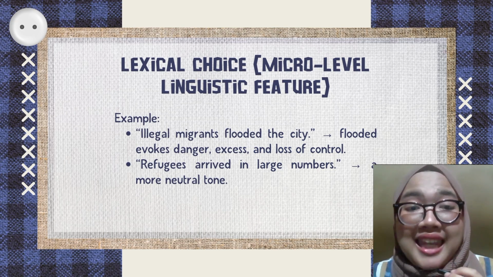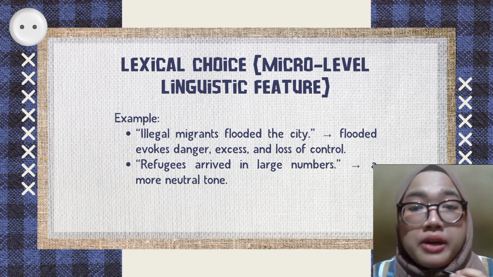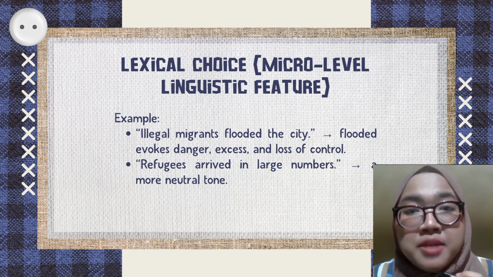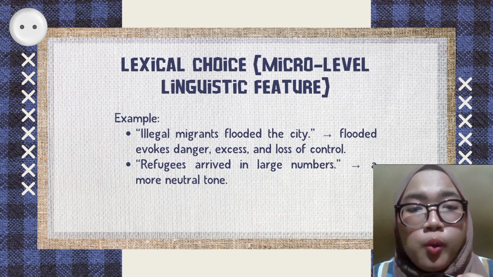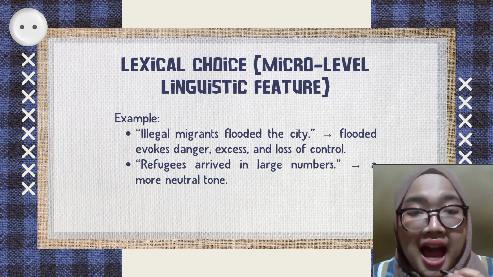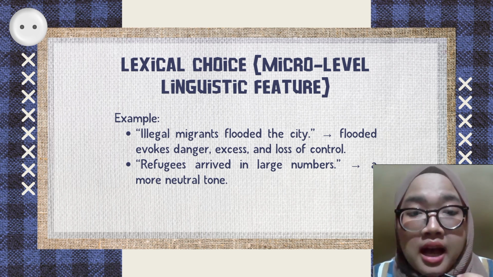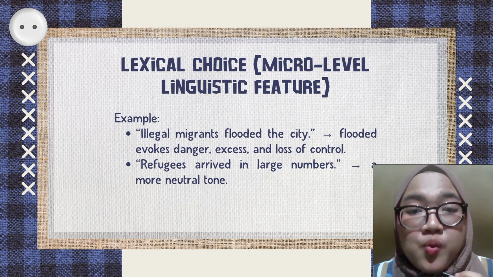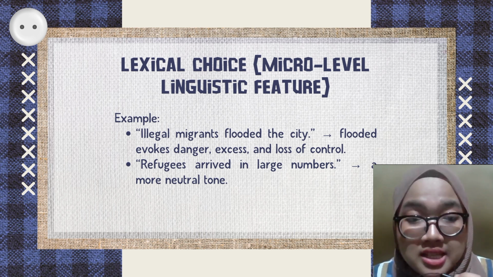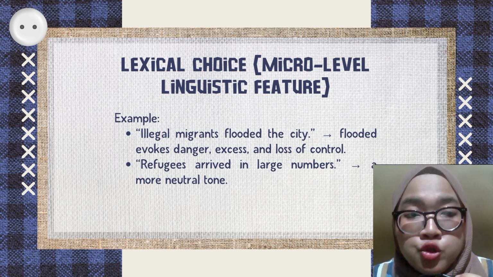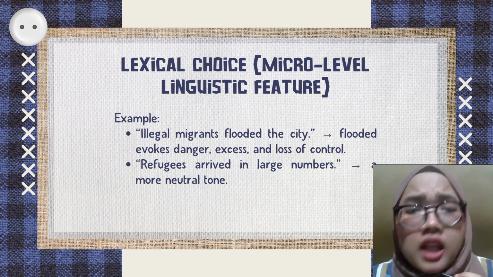For example, let's say a news article says illegal migrants flooded the city. The word flooded creates an image of something dangerous and overwhelming like a natural disaster. It sounds like the migrants are out of control and a threat. But if the same article said refugees arrive in large numbers, that sounds calmer and more neutral. It still says a lot of people came, but without making them sound dangerous or out of place.